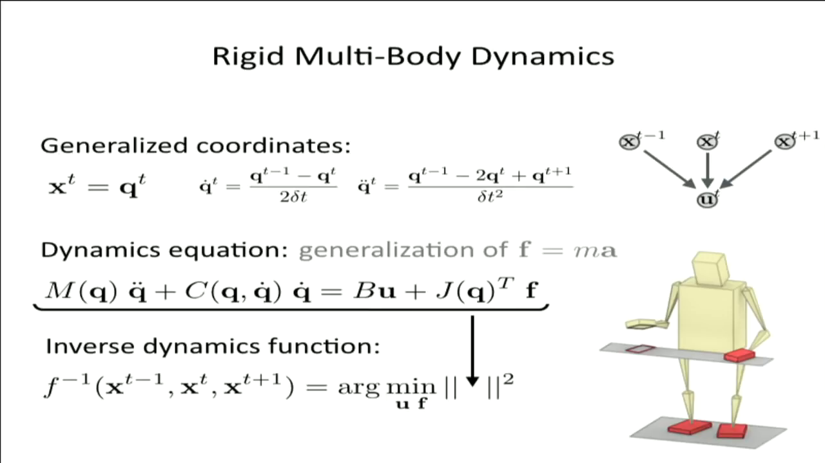So that was the dynamics equation, but how does it relate to the inverse dynamics function? Well, the inverse dynamics function, where I've abused the notation a little bit to make it more consistent, is really a function of some neighboring set of states. In this case, you can think of it as three neighboring states: x_{t-1}, x_t, and x_{t+1}. And what this function does is try to find the best controls and the best contact forces that make this dynamics equation hold.